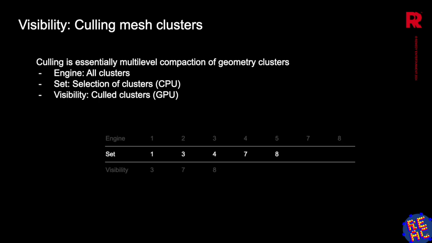Cluster set is a collection of global mesh cluster handles that are drawn to specific passes. So the set is a compacted pile of geometry that contributes, for example, to opaque or transparent rendering. This data is stored on CPU, and this time we do have actual 32-bit integers stored in memory. Most of the cluster sets contain only a small subset of all the handles.